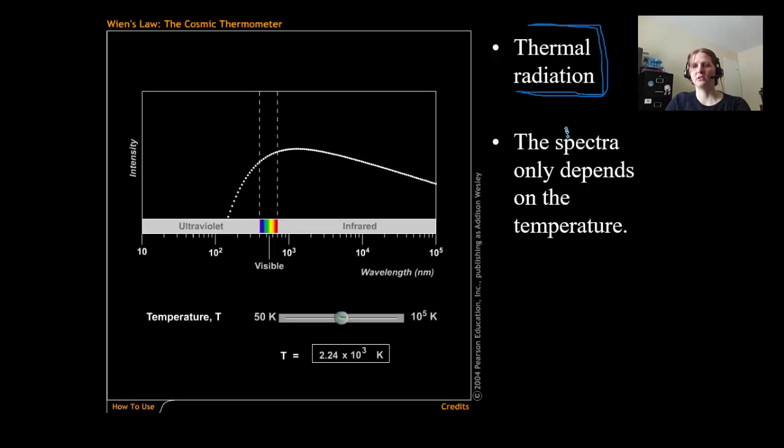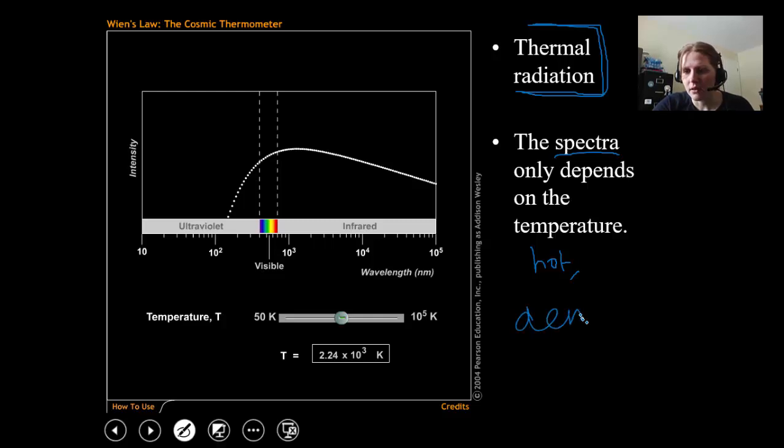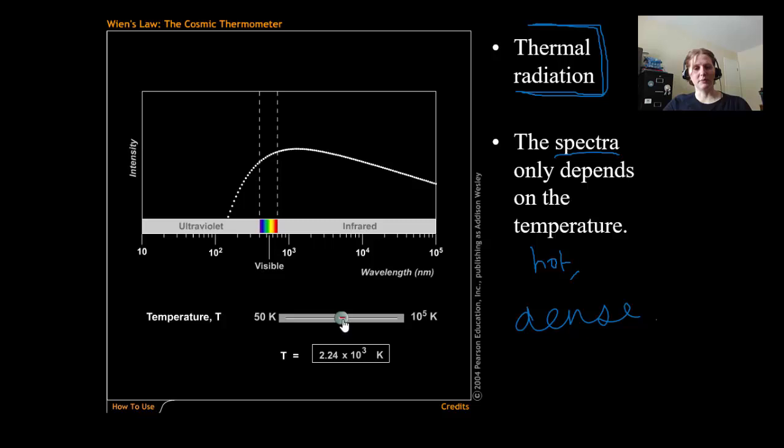Thermal radiation is basically just that the spectra, how much red, how much yellow, how much green, only depends on the temperature. And this only works for hot, dense objects. It's not going to work for a nebula. It's not going to work for an atmosphere. It needs to be the core of a star. It needs to be the metal in a filament of a light bulb. Right. Hot, dense objects. Only depends on the temperature.